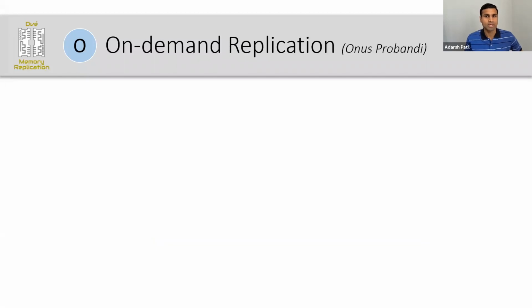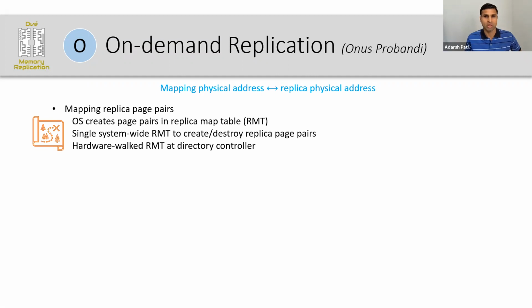We now describe the operating system support needed to provide on-demand replication. The crux of the problem here is to provide a mapping between each physical address and its replica physical address. In DWE, this mapping is done at the page granularity. The replica page pairs are mapped by the OS. It creates pairs of pages in different sockets and stores them in a replica map table. This RMT is a single system-wide table that provides flexibility to create and destroy replica page pairs as needed. The hardware then walks this table at the directory controller, similar in spirit to the page table walker.